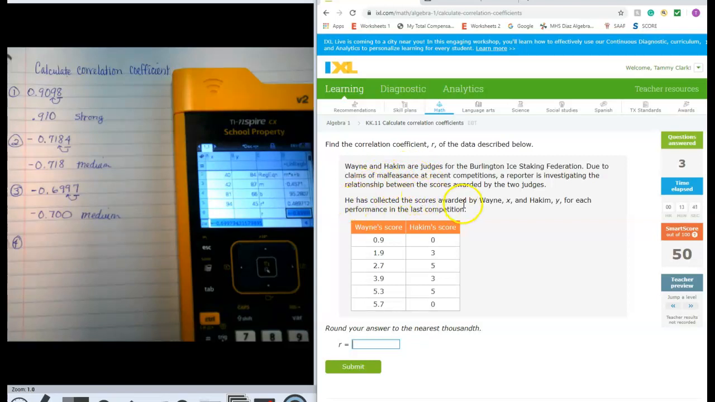So he has collected the scores awarded by Wayne, so that's in the x column, and Hakeem in the y column for each performance in the last competition. And again, we're going to round our answer to the nearest thousandth. We're looking for if there is a strong correlation between Wayne's score and Hakeem's score. But here, when we answer this particular question, we just want to know what that correlation coefficient is.